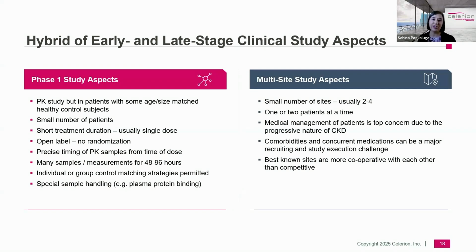As a late stage clinical trial, it pulls aspects of a multi-site study where 2 to 4 sites are typically used with 1 to 2 patients enrolled at a time. The medical management of patients is a top concern, and then comorbidities and concurrent medication can be a major recruitment and study execution challenge.